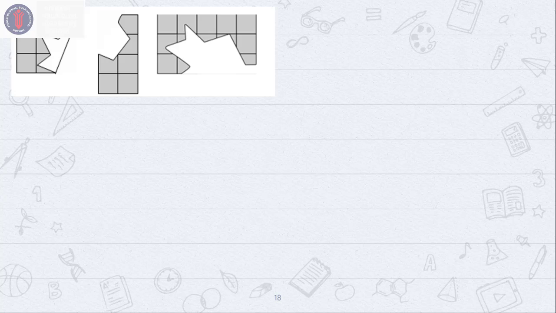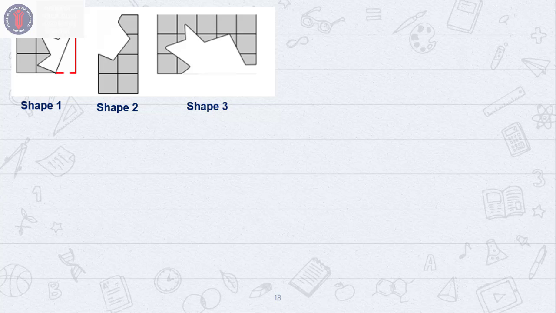Now, some of the shapes are torn out. You can call them shape 1, shape 2, and shape 3. Can you guess what is the area and the perimeter for shape 1, shape 2, and shape 3? You can predict this one. Can you visualize? Okay, let me help you.